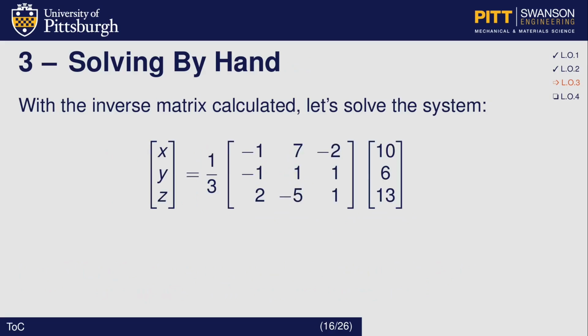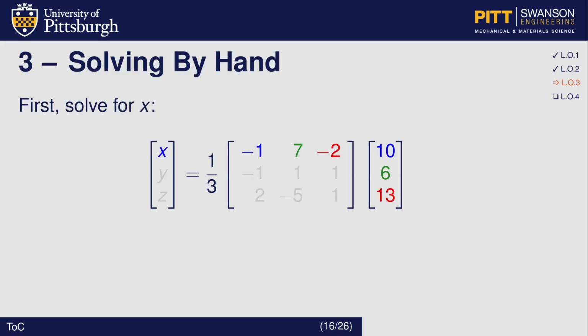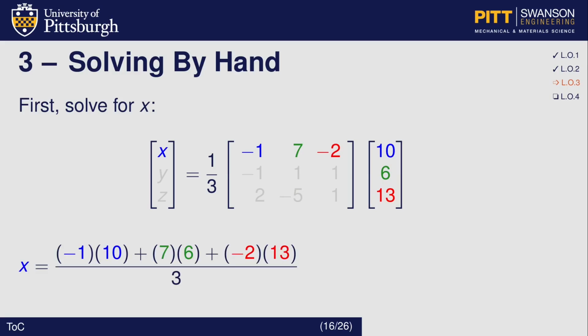To solve for x, consider the first row of the matrix multiplied by the b vector. x is equal to (-1 times 10 plus 7 times 6 plus -2 times 13) all divided by 3, which is equal to (-10 plus 42 plus -26) all divided by 3, which is equal to 6 divided by 3, which is equal to 2.